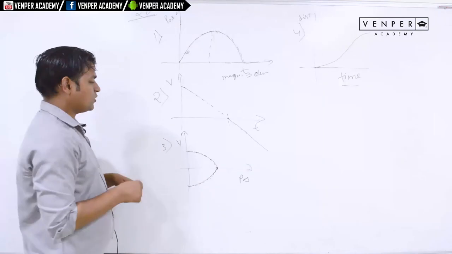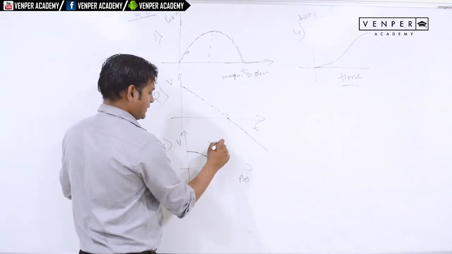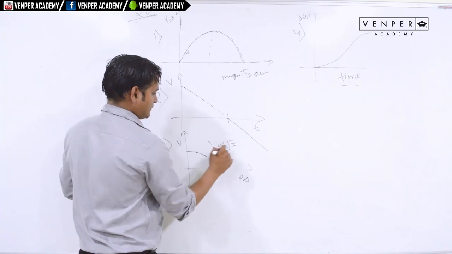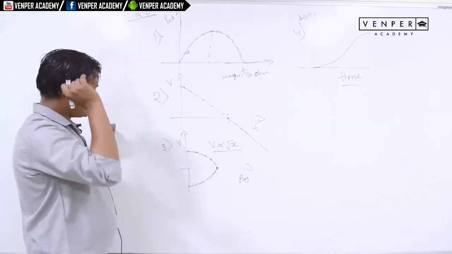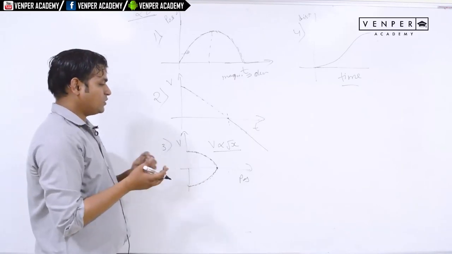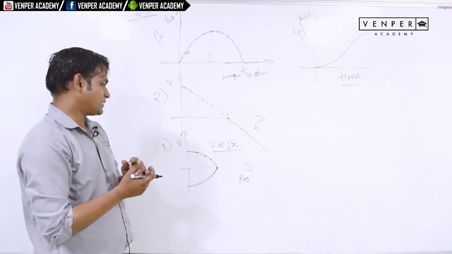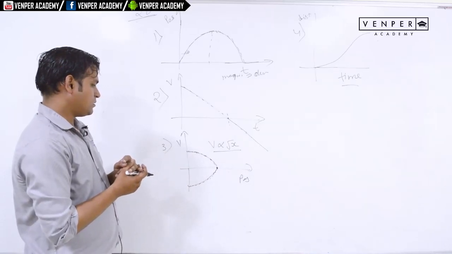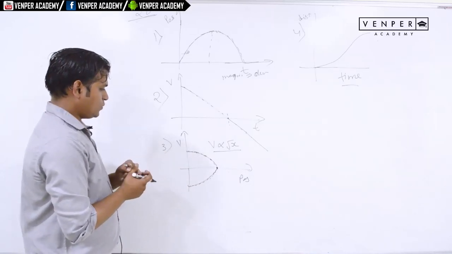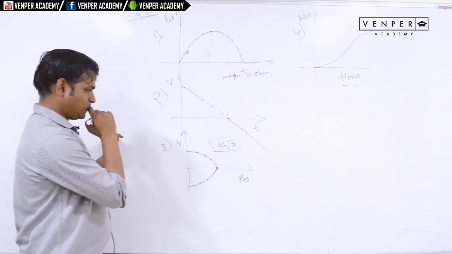And also this is a parabola, so you can say that V is proportional to root x. So one thing is clear that acceleration is constant in this one, by seeing this graph, this parabola, that V is proportional to root x. And not only root x, I think it is V proportional to minus root x.